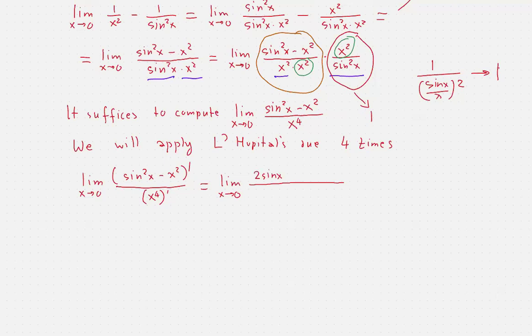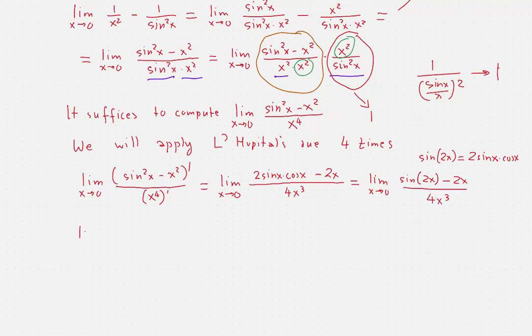minus 2x. And the derivative of x to the fourth is 4x cubed. And this is where I said that we might want to use a nice little identity. So we know that sine of 2x, or it is known, I should say, is equal to 2 sine x times cosine x. This will make our life a little easier. So let me rewrite this as limit as x tends to 0 of sine of 2x minus 2x over 4x cubed.